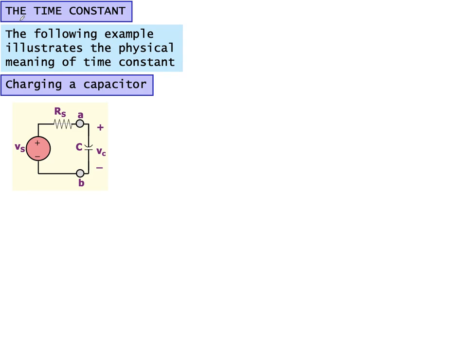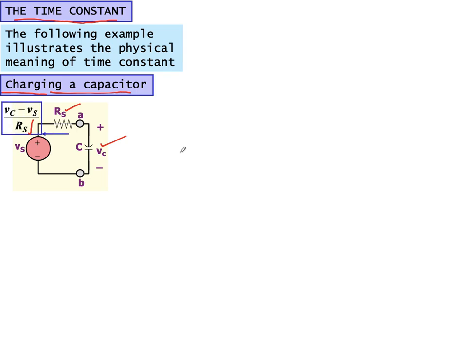So let's look at how we determine the time constant value. In this case, let's look at an example where we have a voltage source, a resistor, and a capacitor connected like this. So this voltage source is actually charging the capacitor. We will see at what rate the capacitor will be charged or discharged in this case. So we are going to find out the value of the time constant.